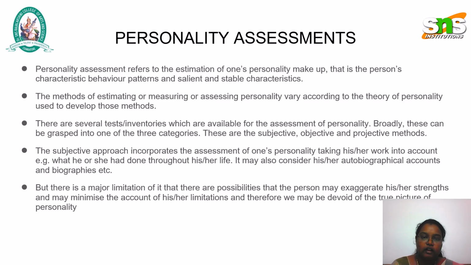The subjective method approach incorporates the assessment of one's personality, taking his or her work into account, for example, what he or she had done throughout his or her life. It may also consider his or her autobiographical accounts and biographies, etc. But there is a major limitation: the person may exaggerate his or her strengths and minimize the account of his or her limitations, and therefore these methods are void of a true picture of the personality.